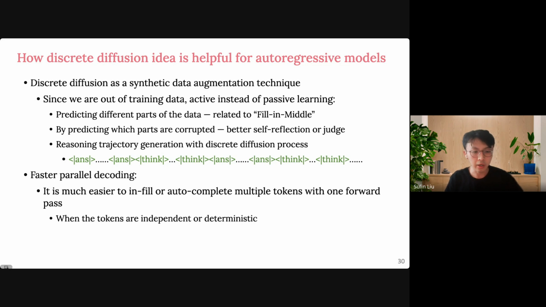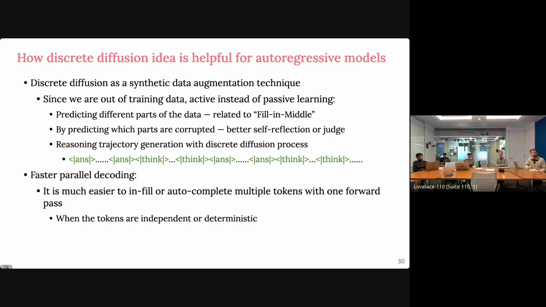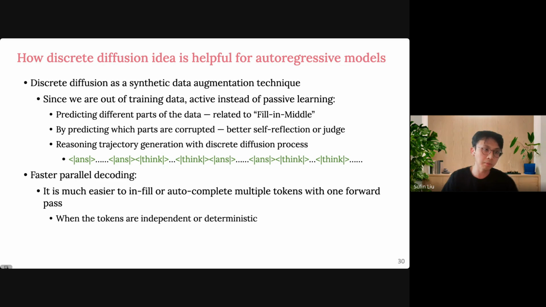The assumption here is that the tokens either need to be independent for generation or they are deterministic. The current models, like transformers, only learn the conditional distribution for each token. But if all the tokens are independent, the independent conditional distributions multiply to become a joint distribution. Or if the tokens are deterministic, you can predict multiple tokens in one shot because everything is deterministic.